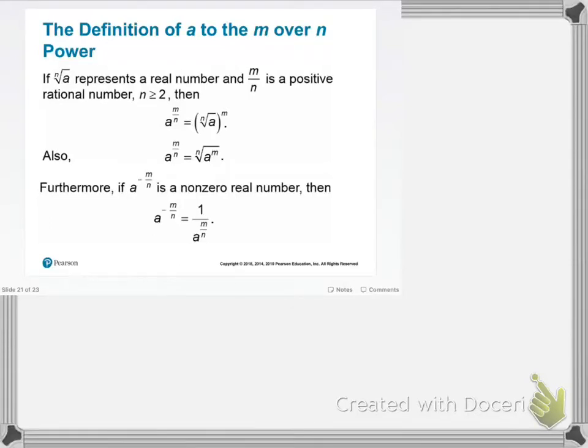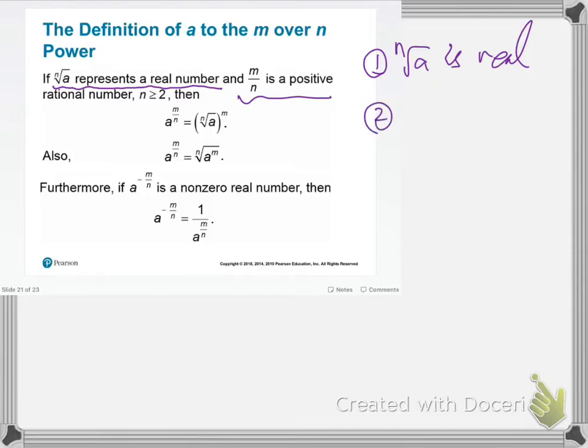Okay, so let's talk about rational powers. There are two conditions for rational powers. Here is the first condition: the nth root of a is a real number. Next time we will talk about complex numbers. If we're taking the square root of a negative number, then you cannot use rational power. The second condition is that m over n is positive.